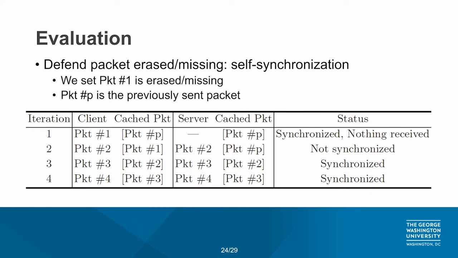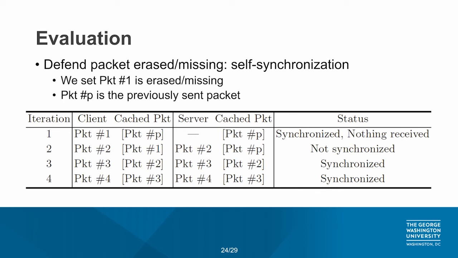We also try to illustrate our self-synchronization by giving an experiment to show that our method can help to detect that a packet is erased or missing. So we set packet 1 to be erased or missing during the experiment. We can see for iteration 1 that the cached packet is the packet P, which is the previously sent packet. So both sides are synchronized. However, for the server, there is nothing received.